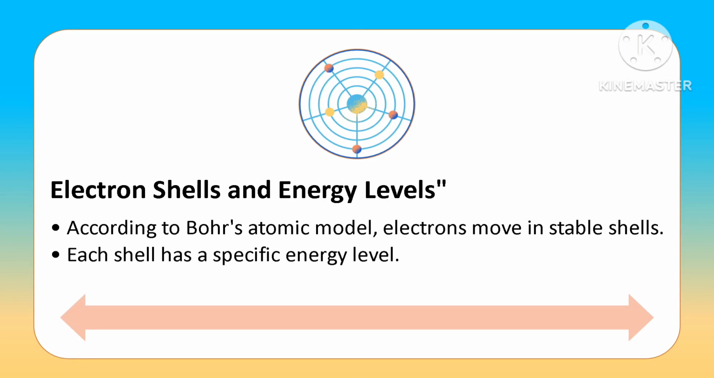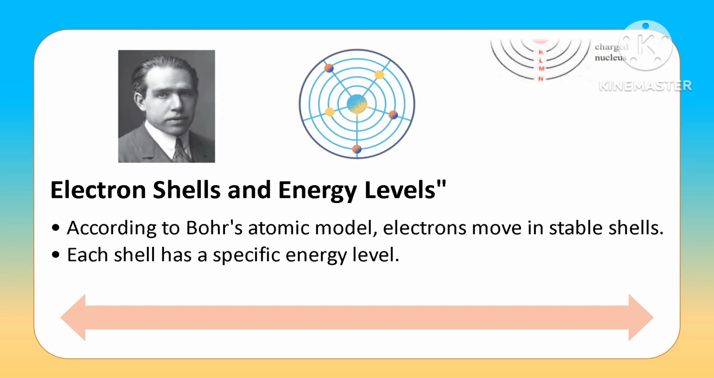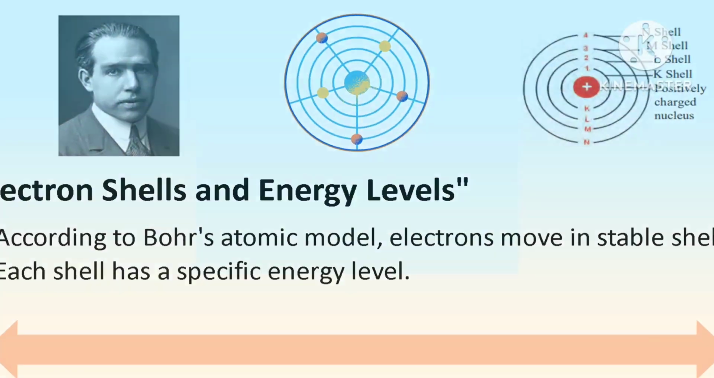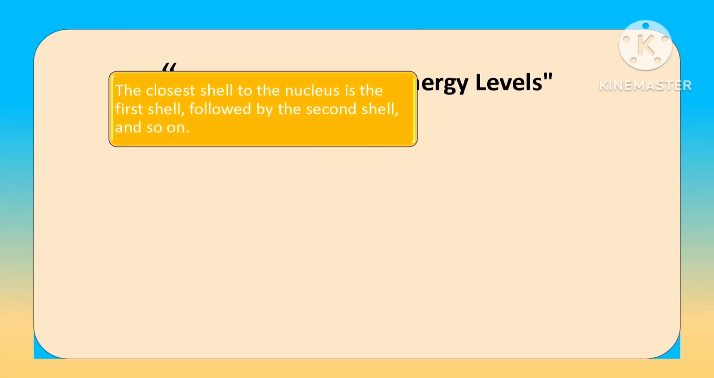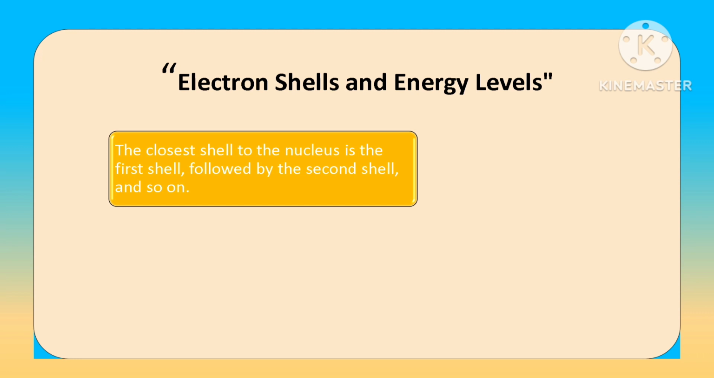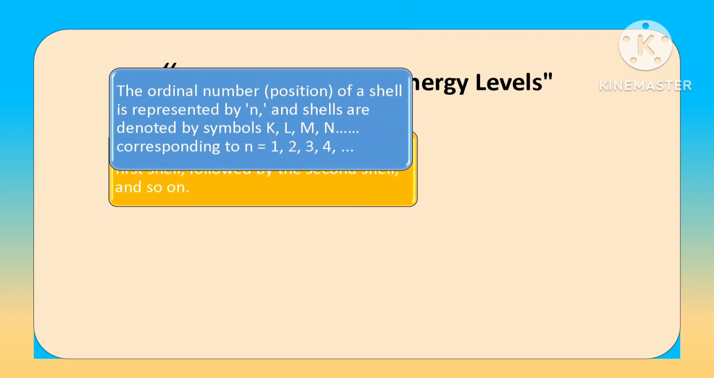Electron shells and energy levels. According to Bohr's atomic model, electrons move in stable shells. Each shell has a specific energy level. The closest shell to the nucleus is the first shell, followed by the second shell and so on.